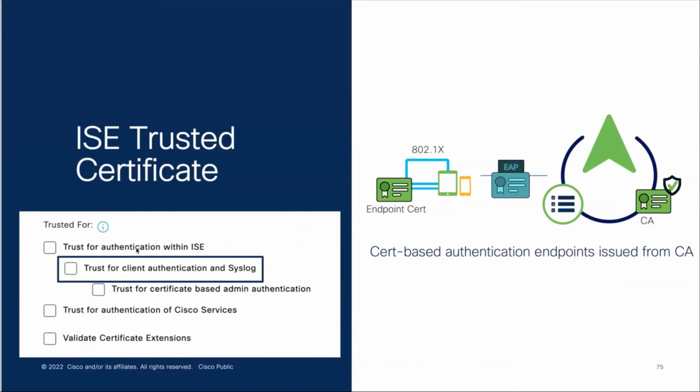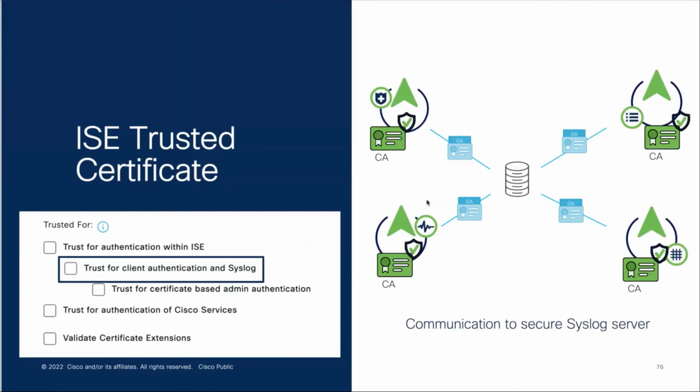Let's imagine the situation. I'm making use of a corporate CA for my client authentication, syslog purposes, and even admin authentication purposes. Then I'm supposed to check this box, trust for authentication within ISE, especially when the corporate CA is being imported for the .1x authentication purpose. Even when you want to send syslogs over a secure channel to the external syslog server, that is when you need to check this box.